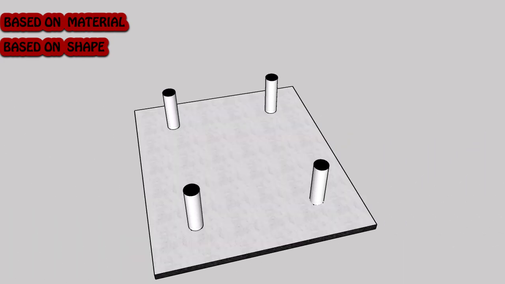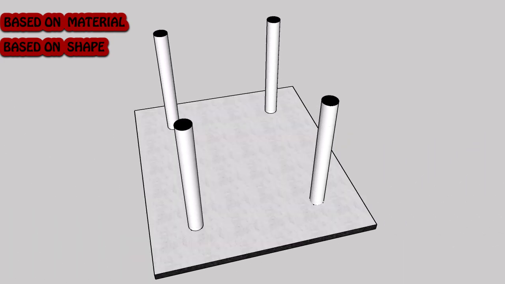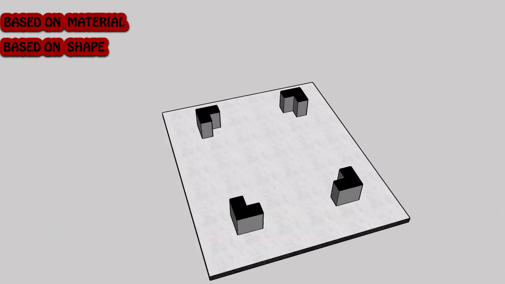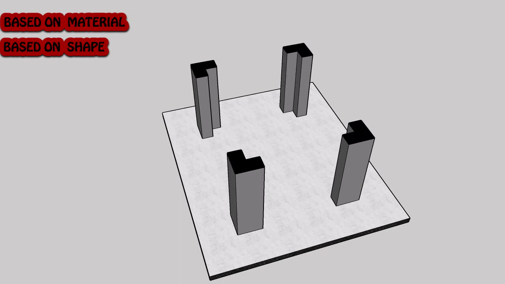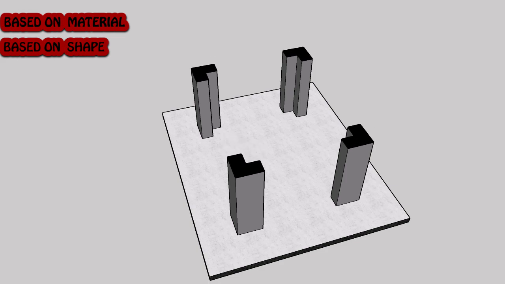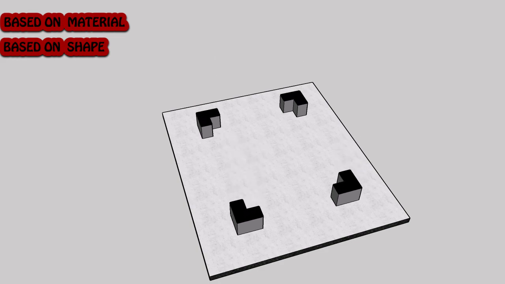Circular columns are more efficient than square or rectangular columns in terms of strength to weight ratio. They are also more resistant to bending. L-shaped columns are used when there is not enough space for a square or rectangular column. They are also used to transfer loads from one beam to another.